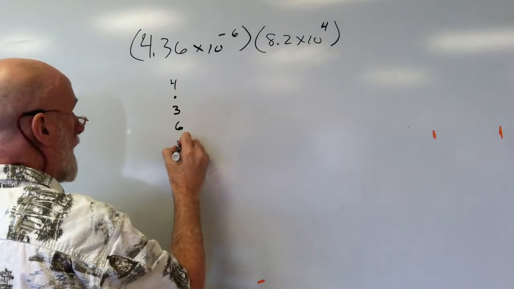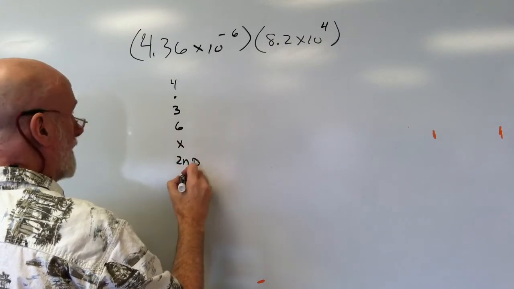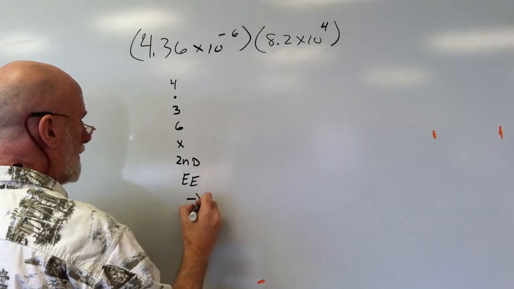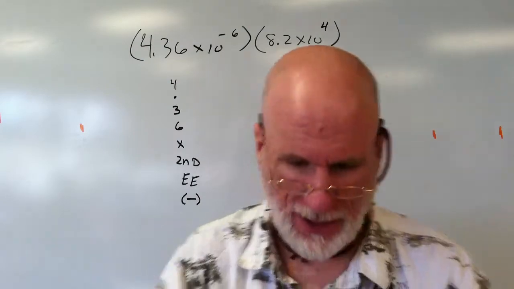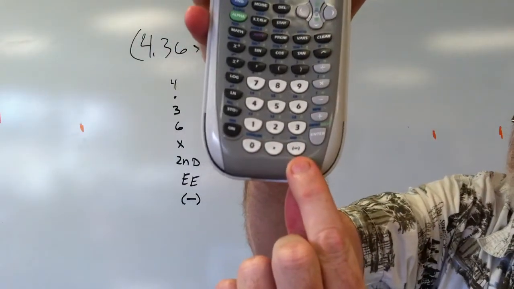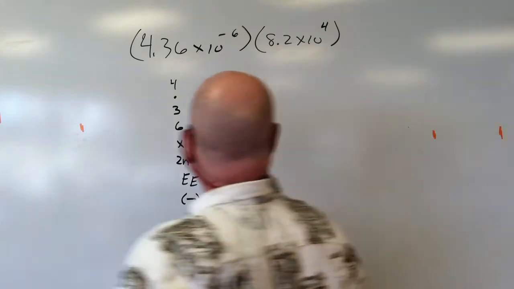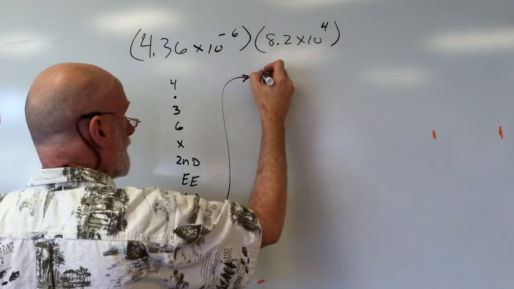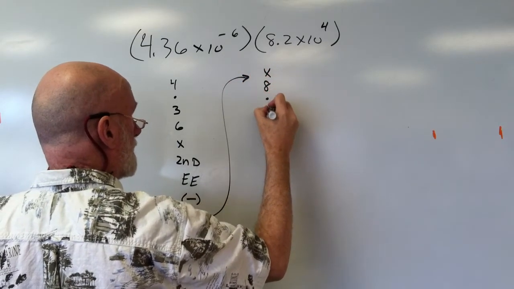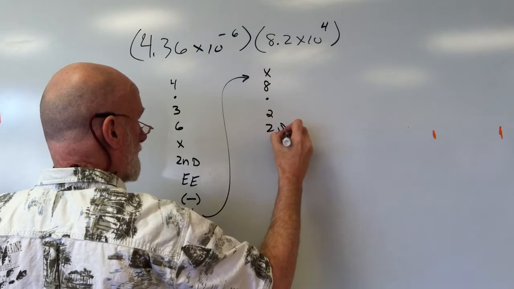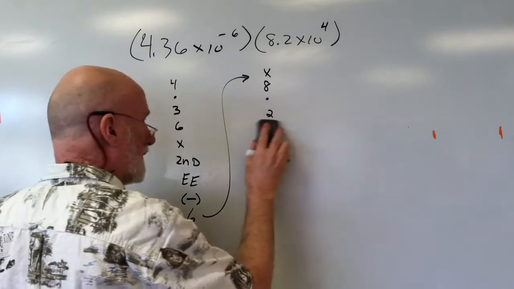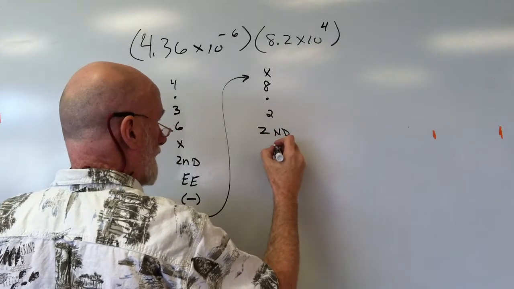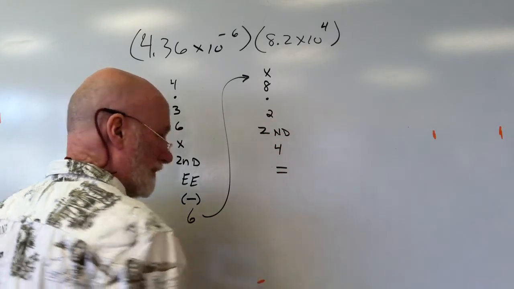These are the buttons you press in this order. 4.36, times, second, EE, negative. That's down in the lower right-hand corner. That's the negative right there. See that? Okay. And 6. And then times 8.2, second, 2, then second, then 4, then equals. Okay?